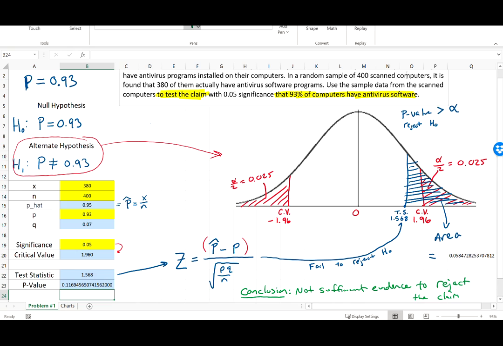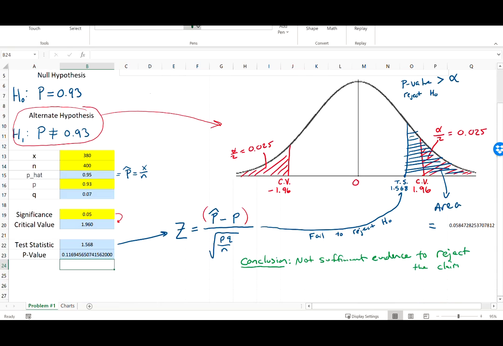Okay, so this was an example of a two-tailed hypothesis test for the proportion. As I said, it could also end up being a right-tail test or a left-tail test, depending on the alternate hypothesis. That is how you choose which type of test it is.